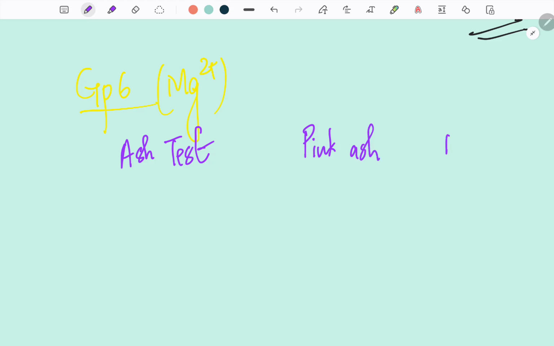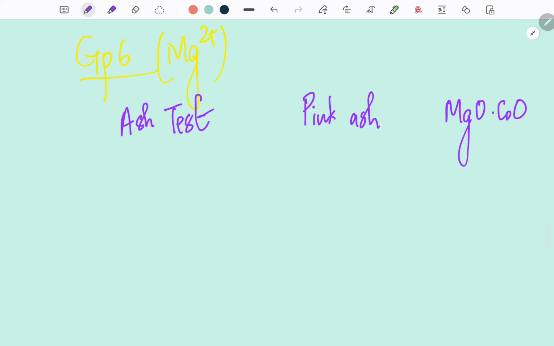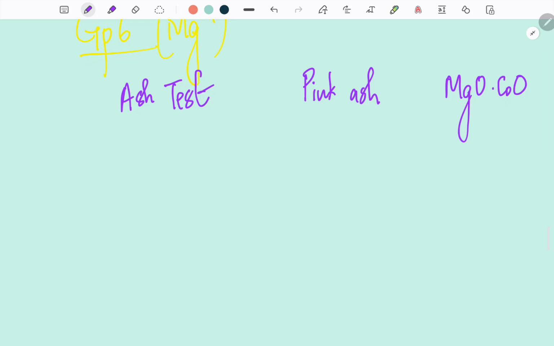And the ash has a formula MgO.CoO, and it is called cobalt magnesiate. And there is no common name, or I am not aware of the common name, and I don't think there is a common name for this, but the IUPAC name is cobalt magnesiate, and it is pink in color.